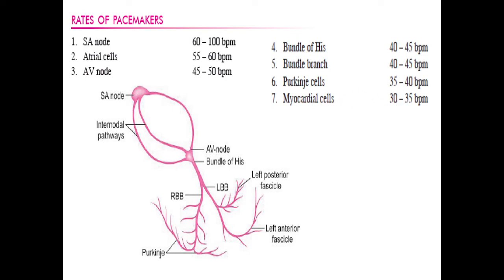Myocardial cells pacing could cause sudden death, for example, where the heart becomes still or stops beating.